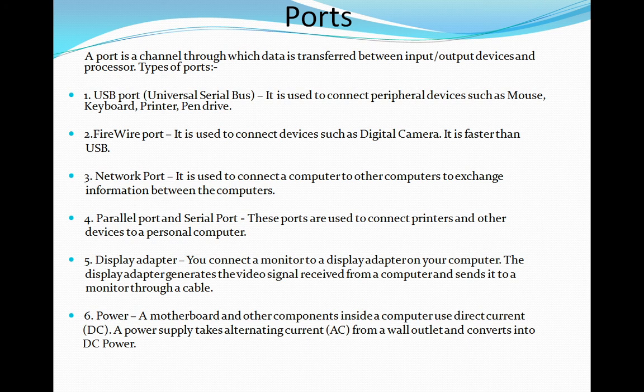So basically some ports are given along with your CPU. Some of them are USB port. USB, commonly termed universal serial bus, is used to connect peripheral devices such as mouse, keyboard, printer, pen drive, etc. Second one is FireWire port. It is used to connect a digital camera because it is faster than USB. In comparison to USB, the data transfer rate with FireWire port is more.